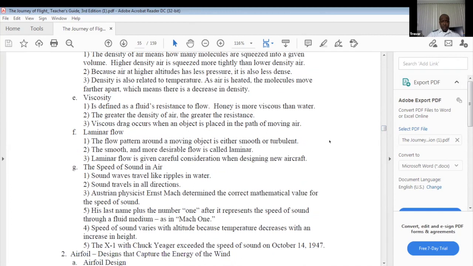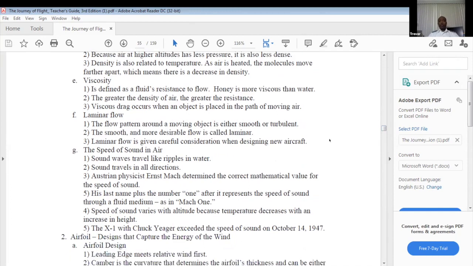The speed of sound in air. Again, sound waves travel like ripples in water. If you ever go to a pond and you drop a stone in the water, you see those circular ripples extending outwards. And maybe the bigger that stone is, the more ripples you will have in terms of wavelengths. A small stone probably produces fewer ripples. So sound waves, when they travel through the air, get affected by the density of the air.